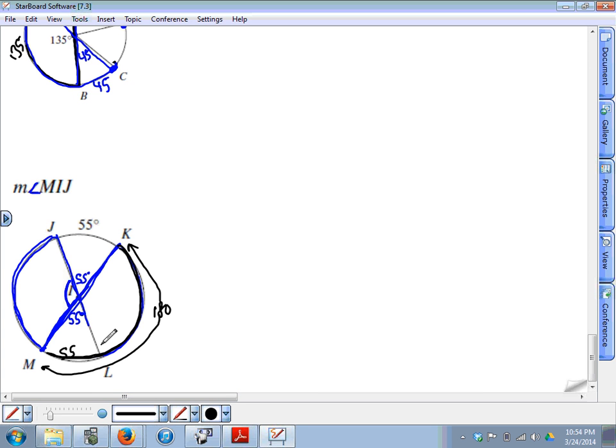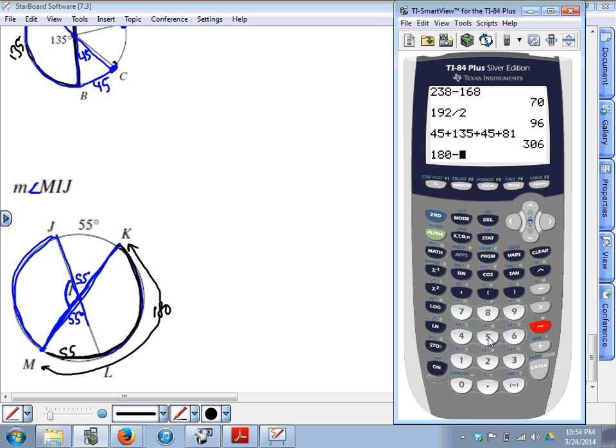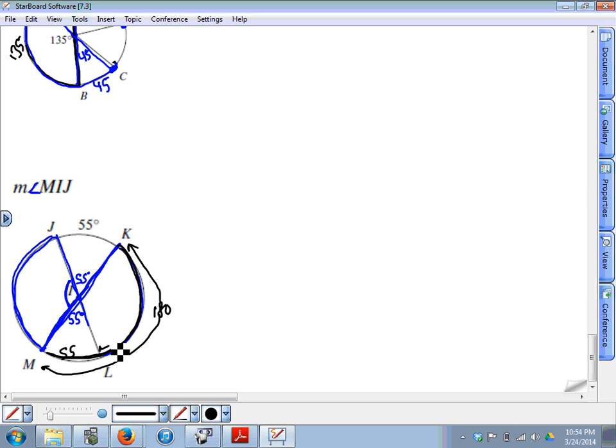So then what's the portion from K to L? Well, if you take 180 minus 55, that's 125. So this arc from here to here, that's 125. That means that's a 125-degree angle there. Because these are vertical angles, that's 125 degrees. So actually, I guess we didn't need to figure out the measure of that arc. We just need to figure out the measure of the angle on the other side, because they were vertical angles. So the measure of angle MIJ is 125 degrees.